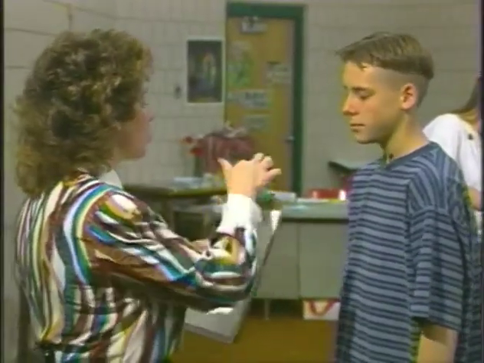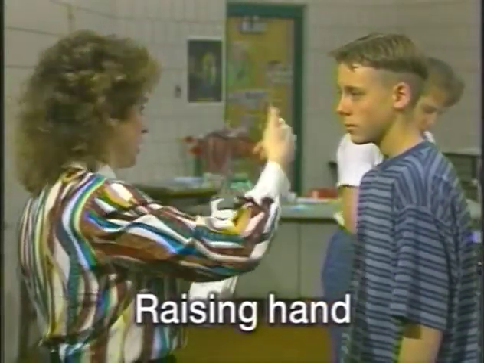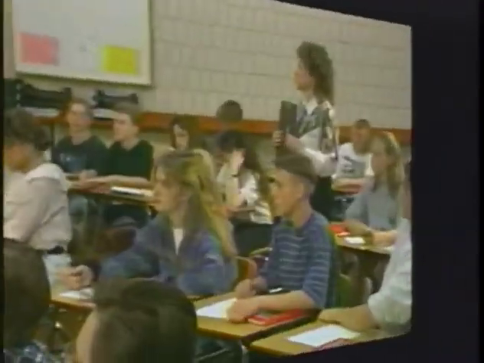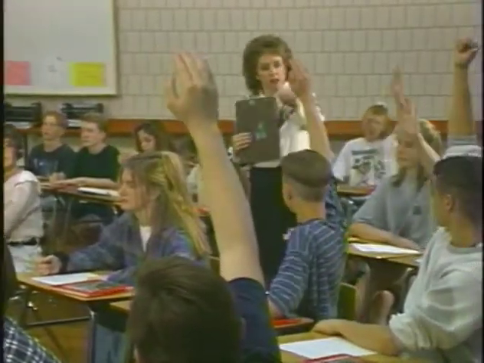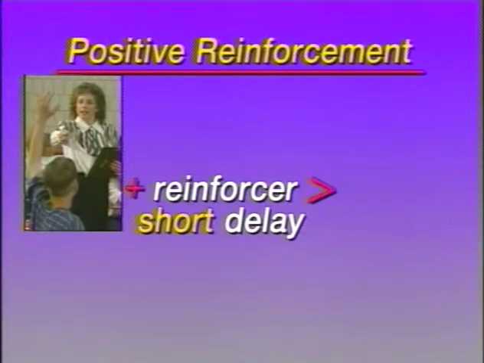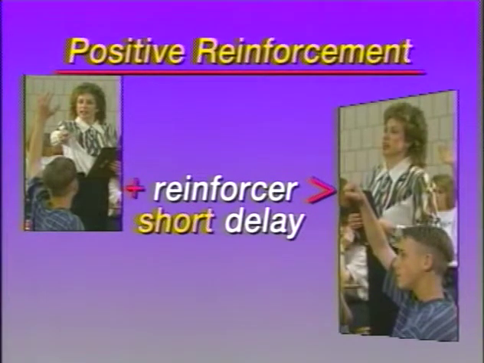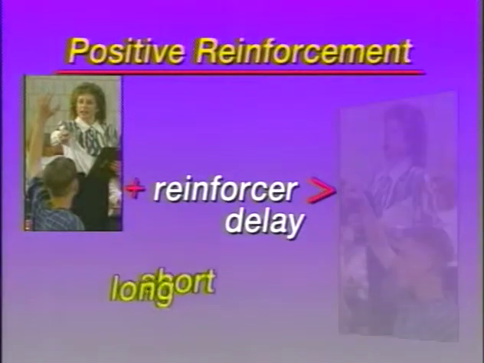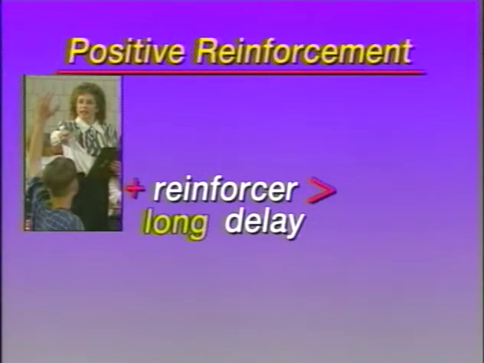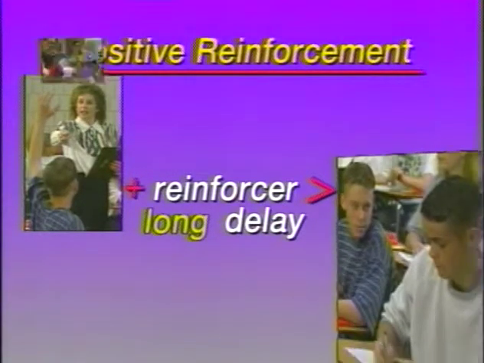When teaching new skills or behaviors, make sure the student understands what behavior is required to earn the reward. Then, each time he performs the behavior, immediately reinforce him. Timing is everything. The shorter the delay between the behavior and reinforcer, the greater the chance the behavior will be strengthened or increased. In contrast, the longer the delay between the behavior and the reinforcer, the greater the risk that another behavior will be inadvertently reinforced.